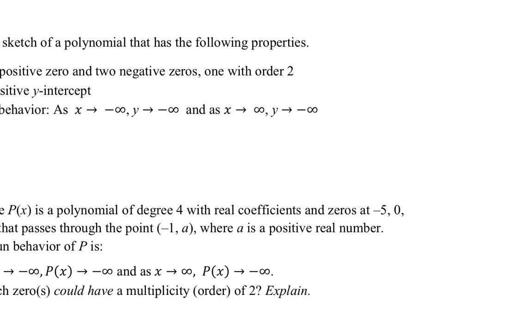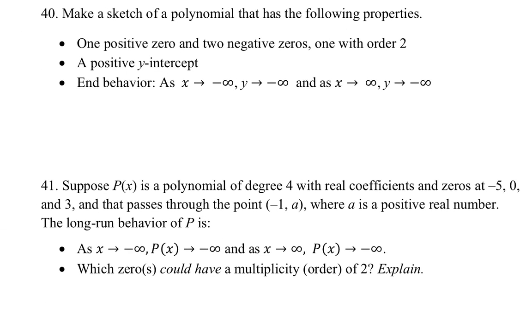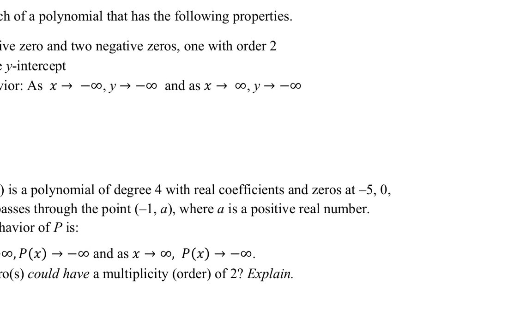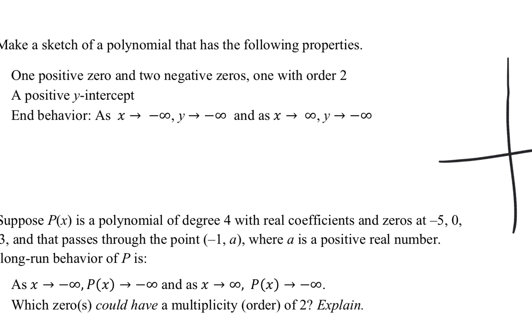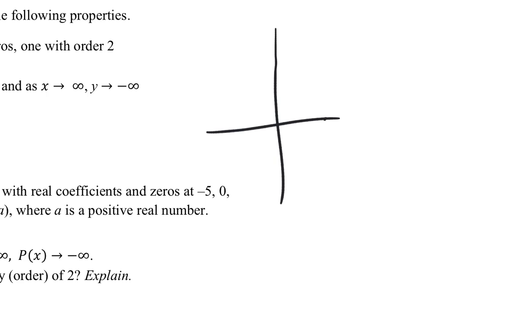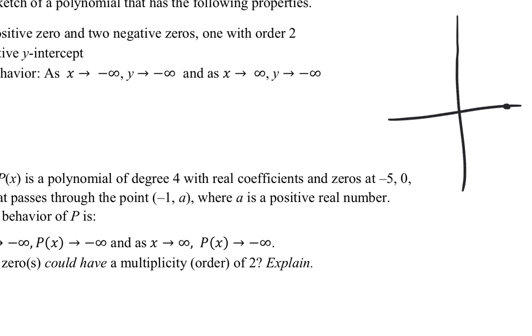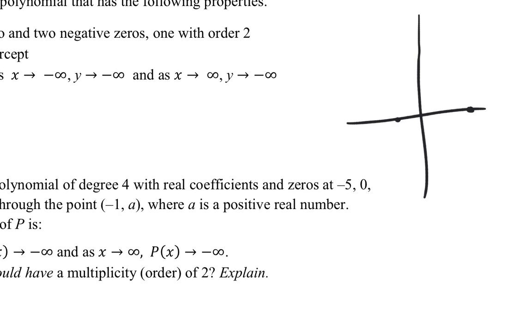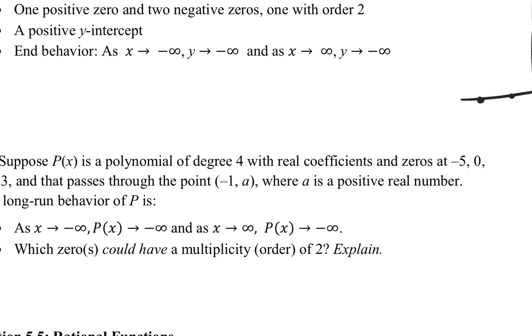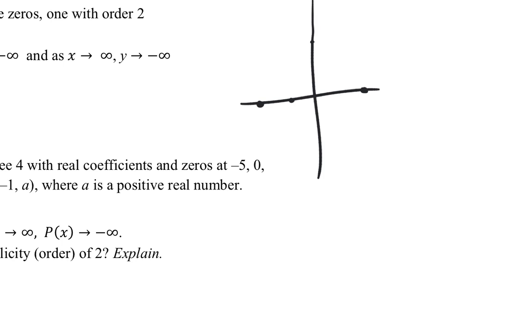Now, for number 40, we want to make a sketch of a polynomial that has these properties. Go ahead and sketch what that would be like. We're going to have 1 positive 0, so I'm going to draw a point here. And then 2 negative ones. One of them will have a multiplicity of 2. We have a positive y-intercept, so I'm just going to draw a point right here.